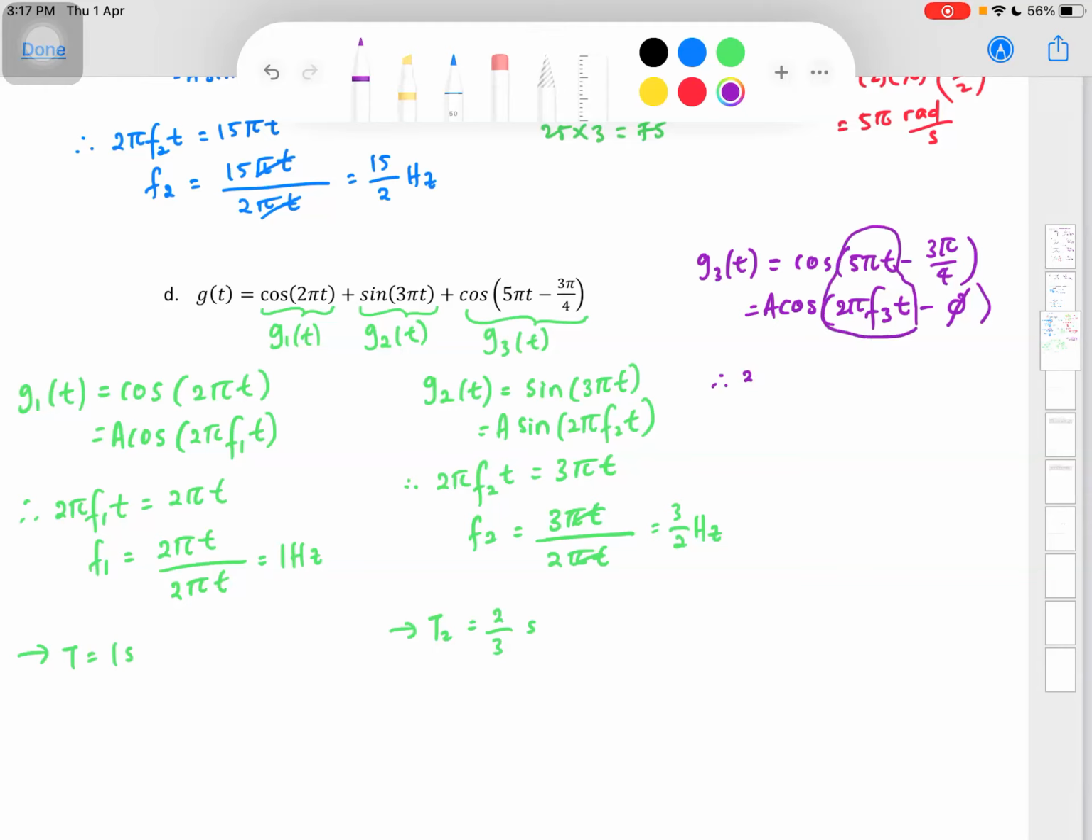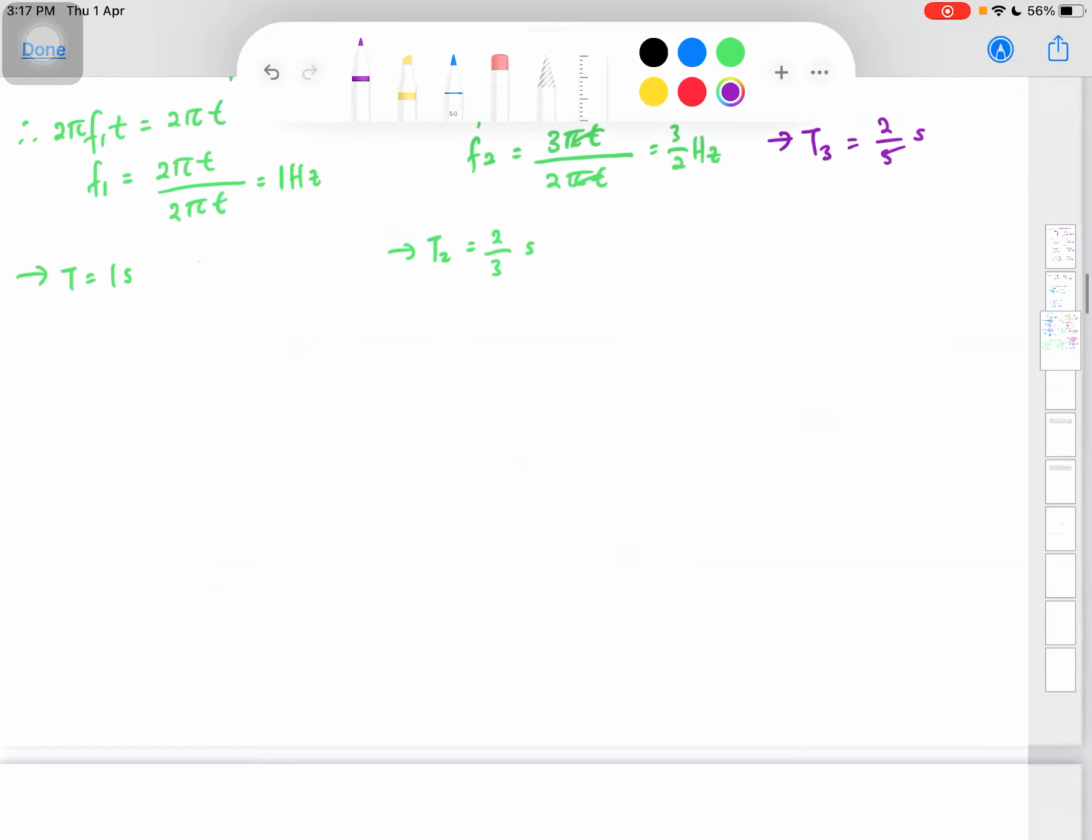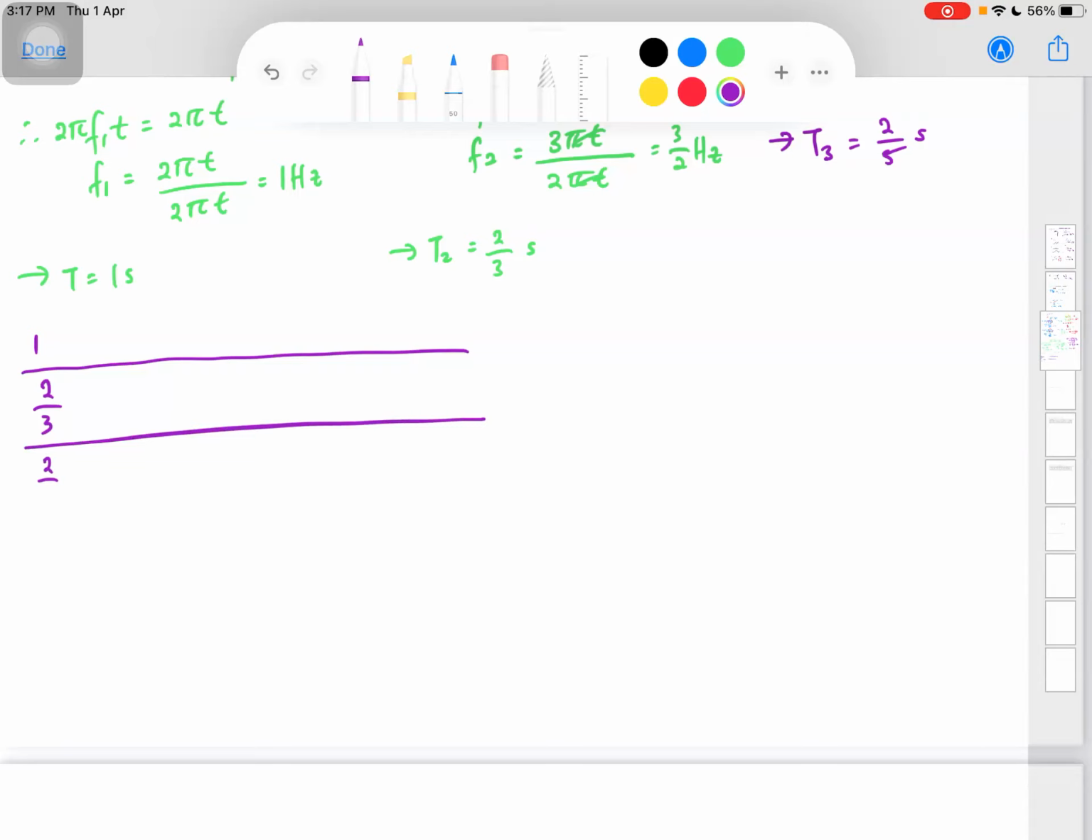So we have 2 pi f3 t equals 5 pi t. So we can calculate for f3, which is 5 over 2 hertz. And therefore T3 equals 2 over 5 seconds. Okay, now we have 3 numbers. We have 1, we have 2 over 3, and we have 2 over 5.